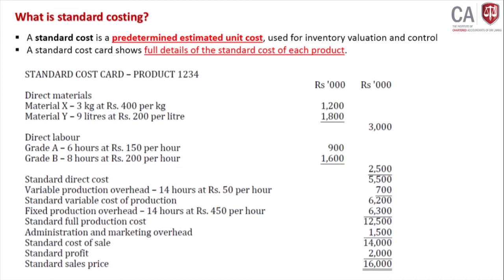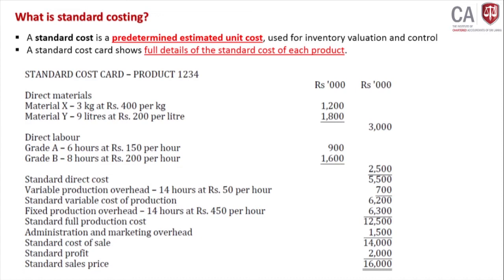Used for inventory valuation and control. We can use it for inventory valuation as well as for control purposes. The standard cost card shows full details of the standard cost of each product. If you take one product, you have the full detail of that product. All the cost elements of that product you can see there in the standard cost card.